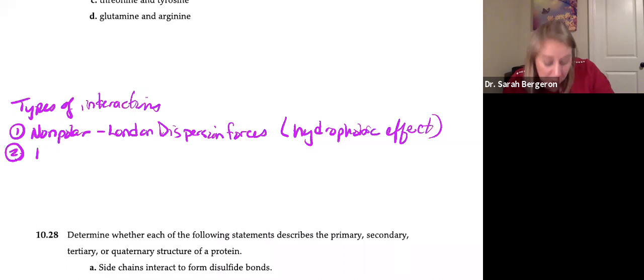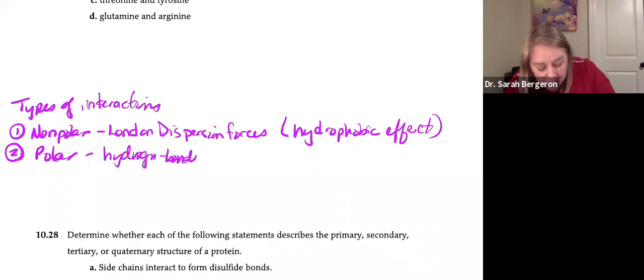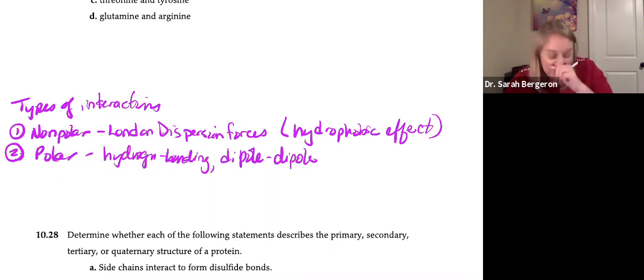Then you could have polar, right? That's the opposite of nonpolar. So if you have polar interactions, gosh, that could be anything, right? That could be hydrogen bonding. That could be dipole. It kind of depends on what your structure is, dipole, or you could have ion dipole interactions, right? But that's things that are hydrophilic, right?